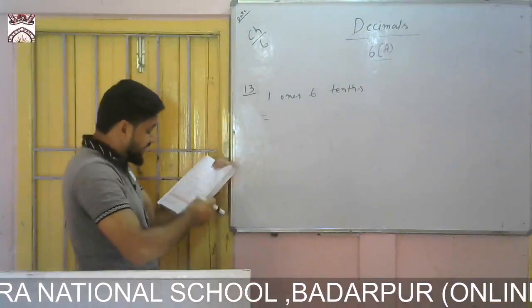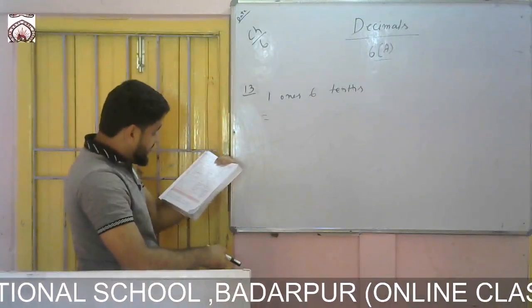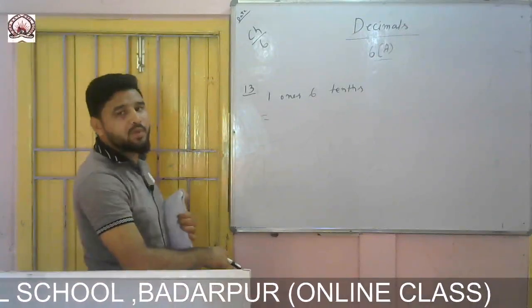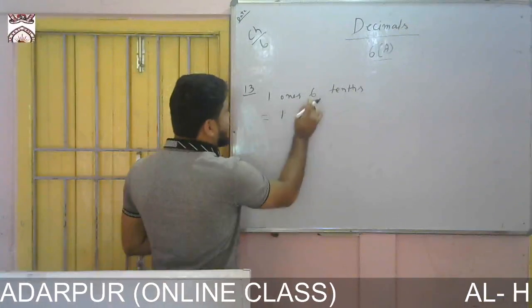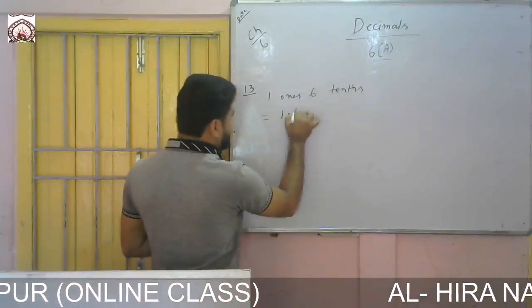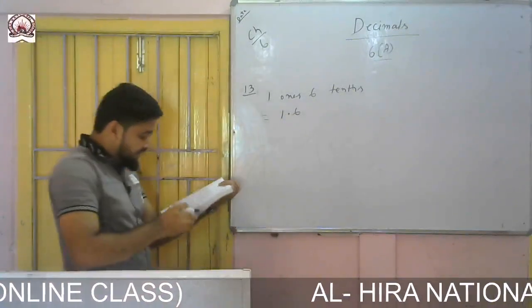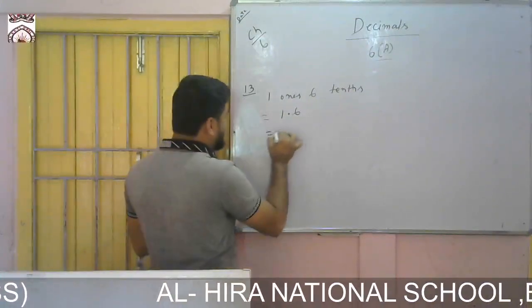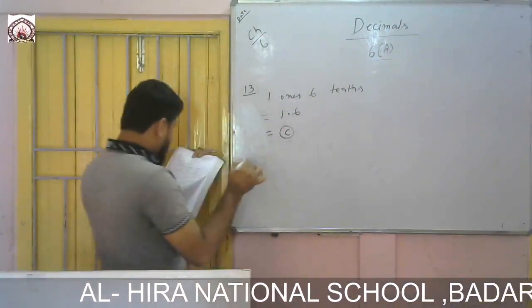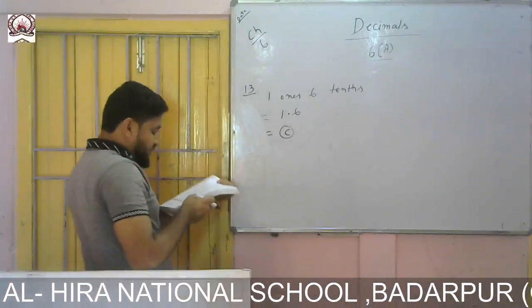It is matching with what? It is matching with 1 ones. That means 1. So 1 ones means 1, and 6 tenths means 0.6. So you see this one is matching with C. And in column B, what is it matching with?